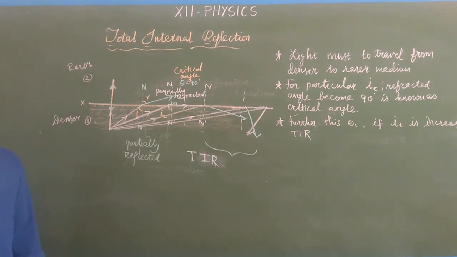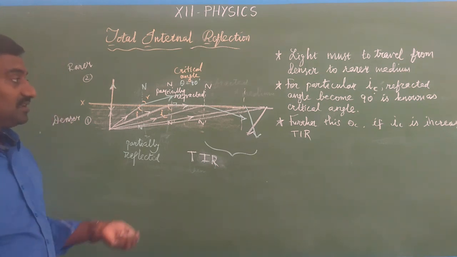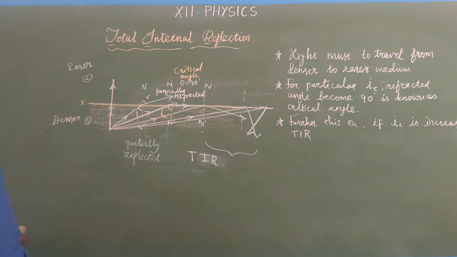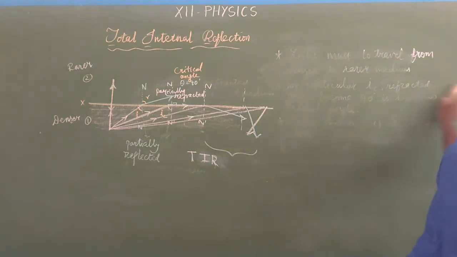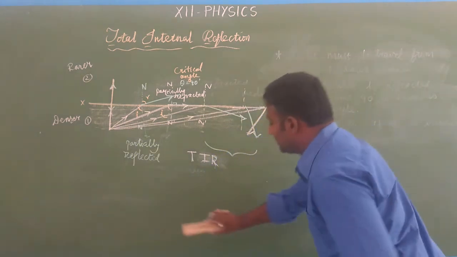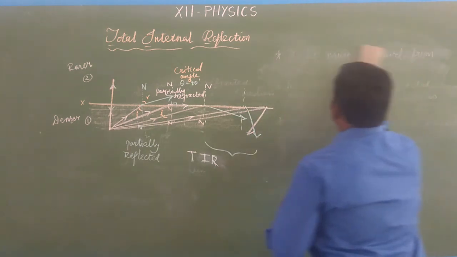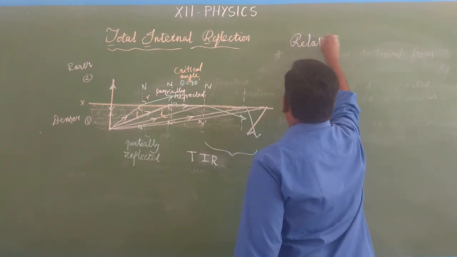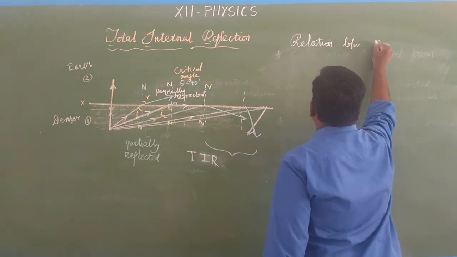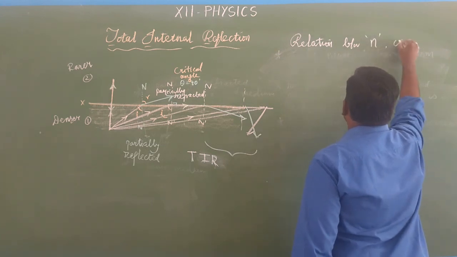We are going to see the applications of total internal reflection. Okay. But before going to the applications, we have to see one more thing: the relation between refractive index and critical angle.